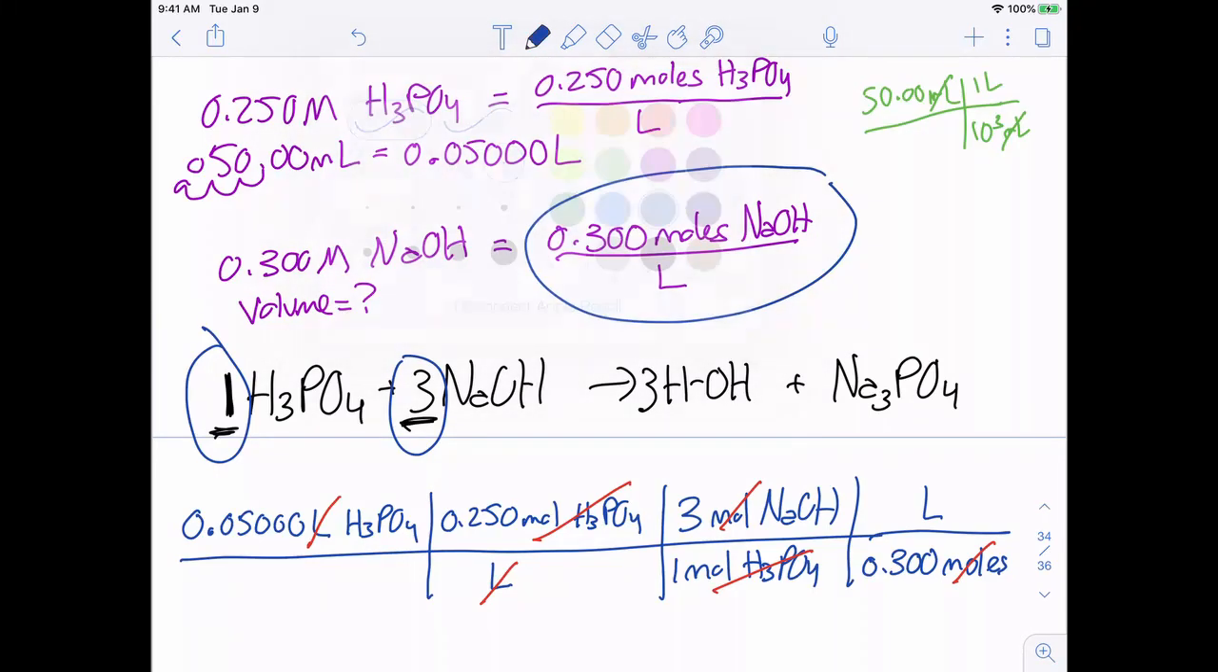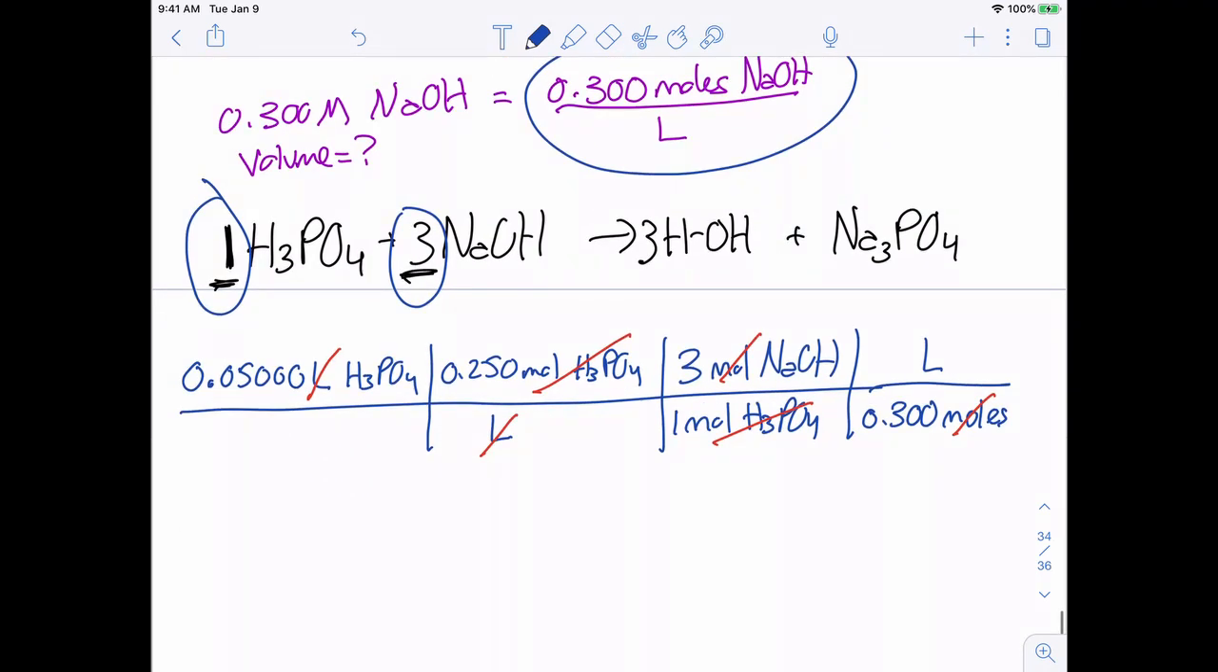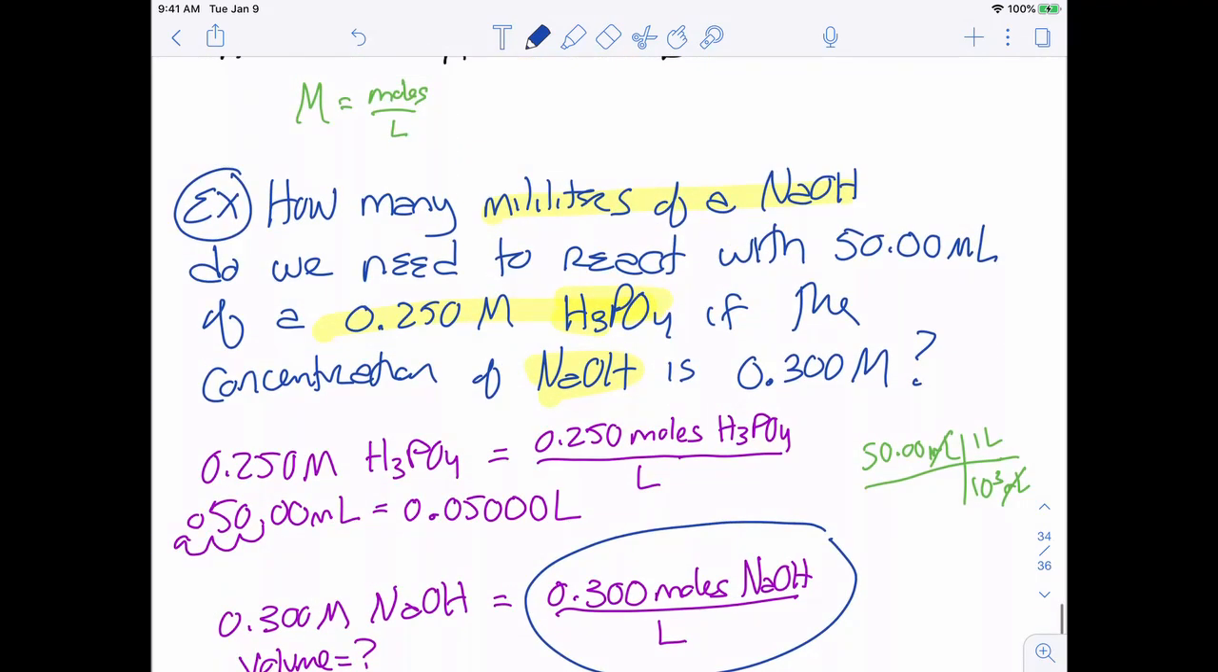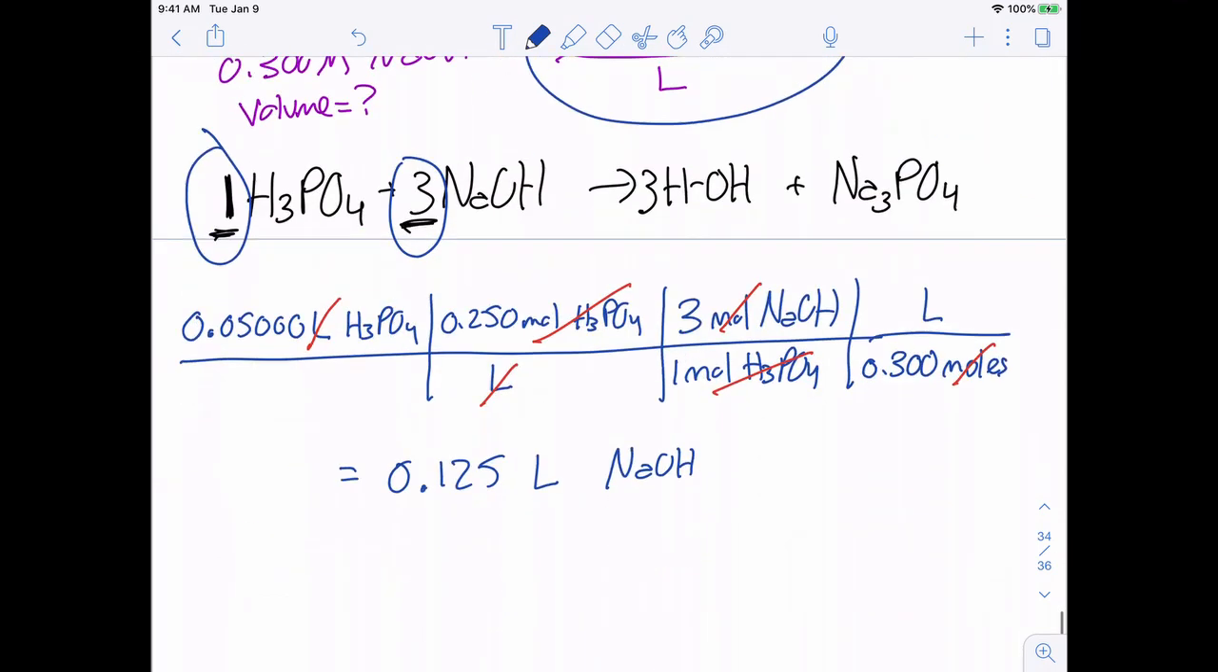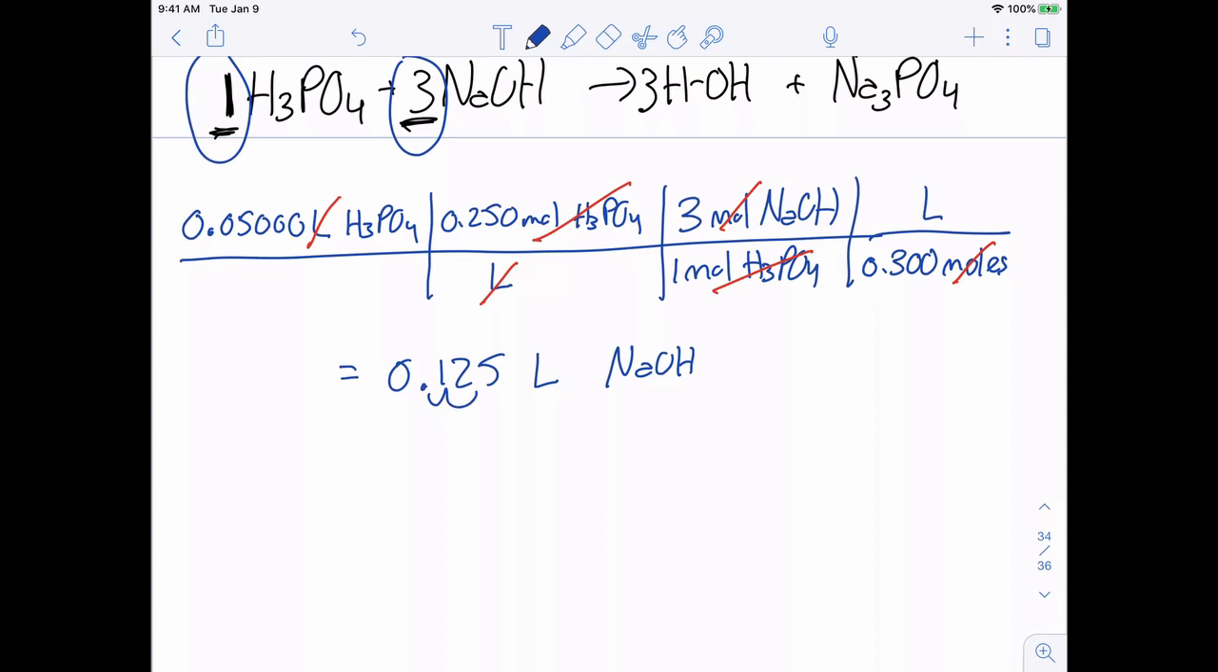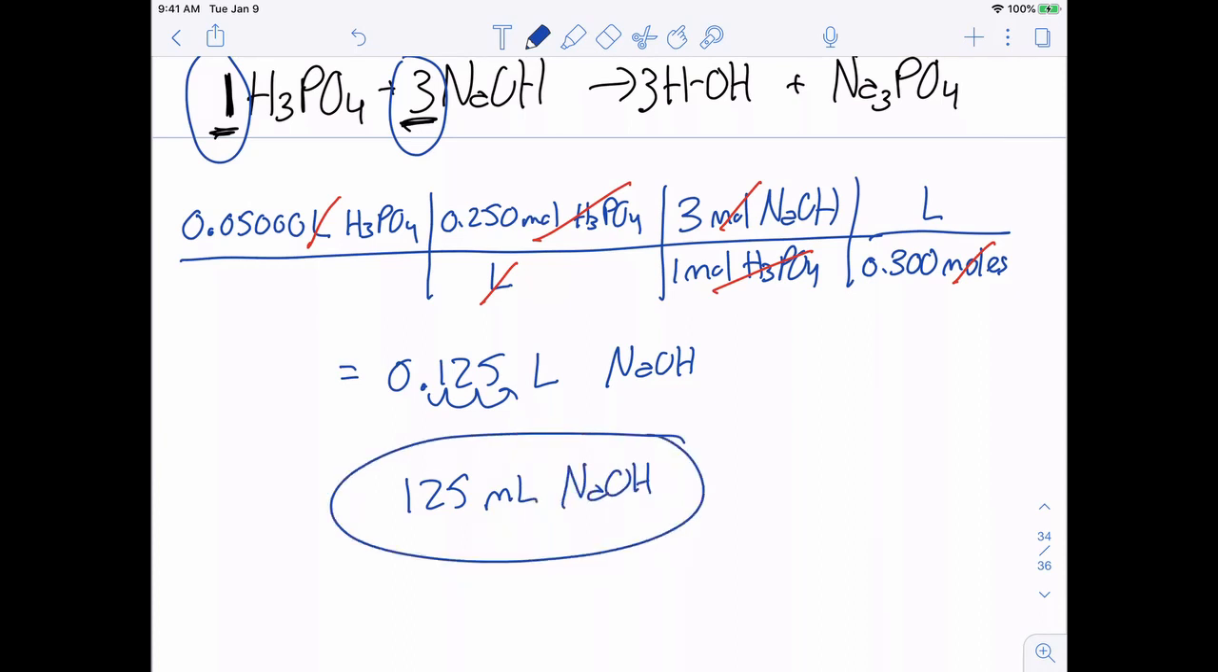So I'm going to grab my calculator. 0.05 multiplied by 0.25 multiplied by 3 and then divided by 0.3. So I end up with 0.125 liters of sodium hydroxide. If I go back up to the problem, it actually asked for milliliters. So again, you can use a dimensional analysis step if you want, or you can just move it back over 3 places. So 125 milliliters of sodium hydroxide is my answer.